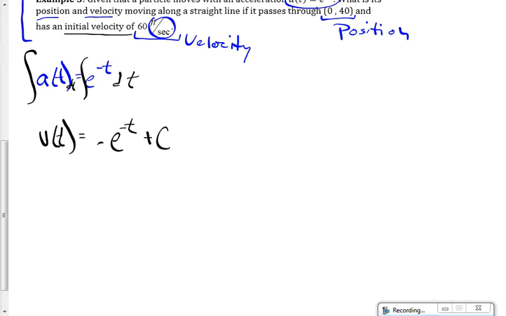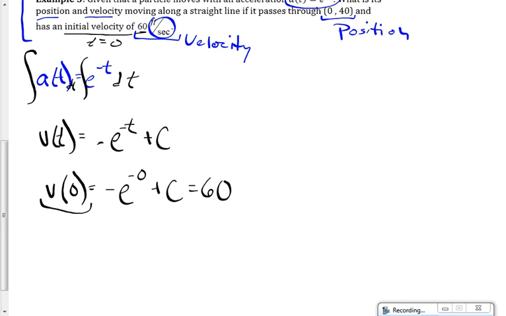Initial velocity tells us that t equals 0. So I'm going to go with v of 0 is equal to negative e to the negative 0, plus some constant of integration. And what is this initial velocity equal to? 60. Is c equal to 60? It's almost 60, isn't it? If acceleration was constant, wouldn't it be 60? But acceleration's not constant.